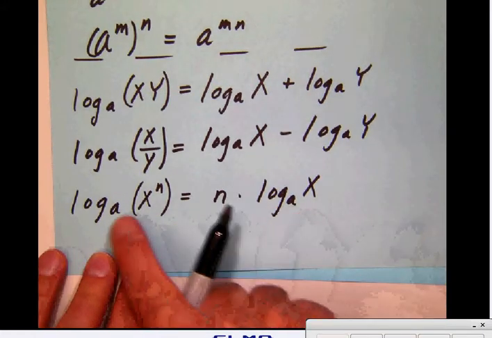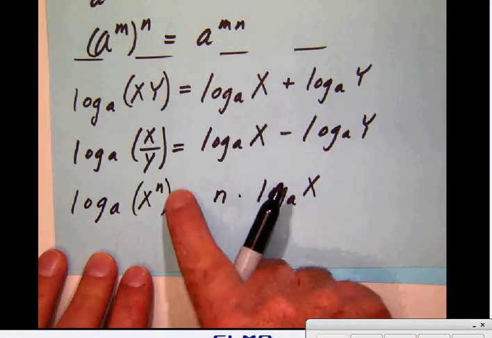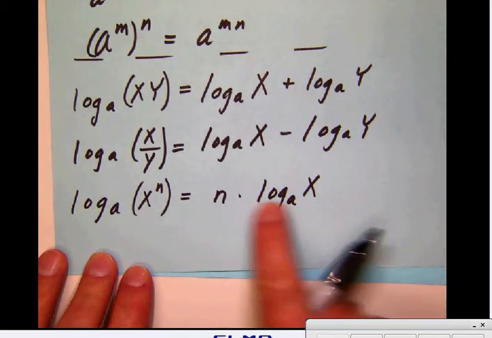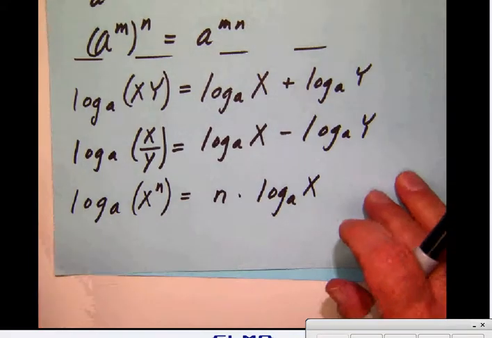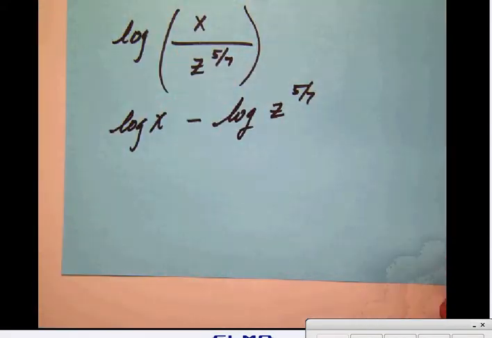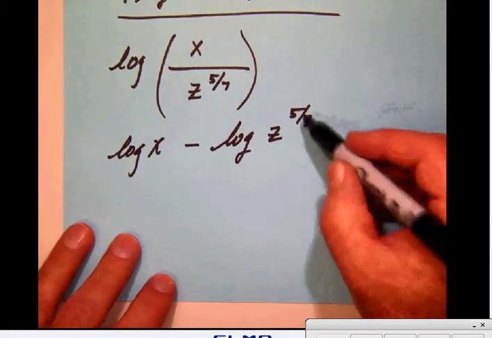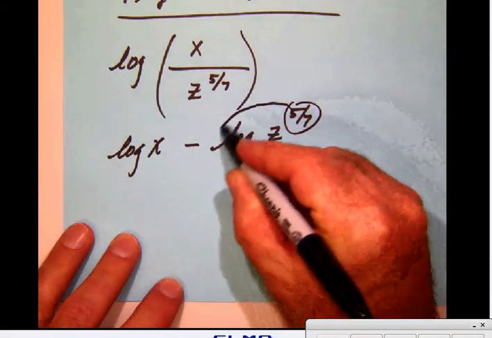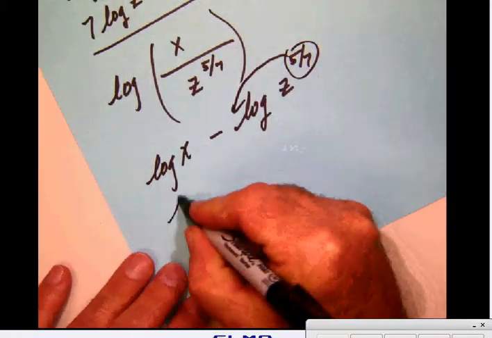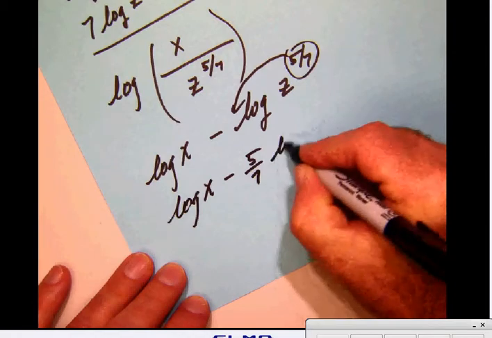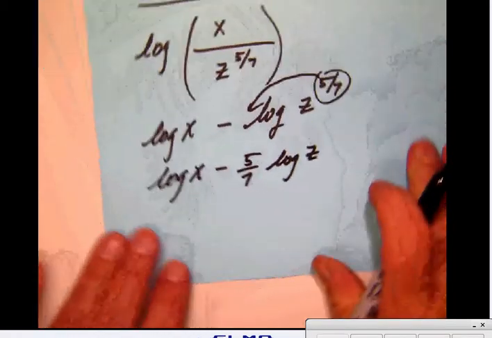that when you have the logarithm of a number raised to a power, what happens is that that power comes down front, so that we multiply the logarithms. This again is nothing more than the rule of exponents. When you raise a power to a power, you multiply. So you grab this 5/7, you pull that down front, we write our answer, log of x minus 5/7 log of z. So we get this answer.